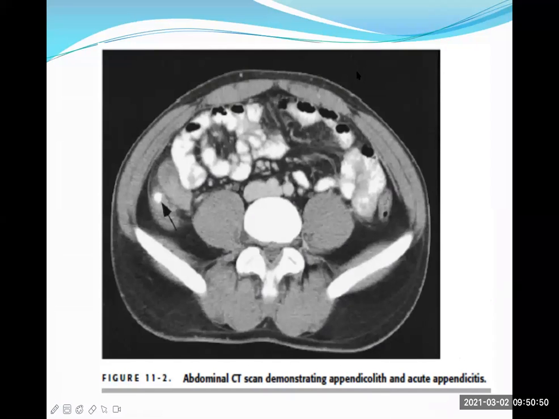Now here is the CT which is showing appendicolith and acute appendicitis. Look at this white bright structure. This is a fecalith or appendicolith. This is quite bright, okay, and this is the appendix right here.